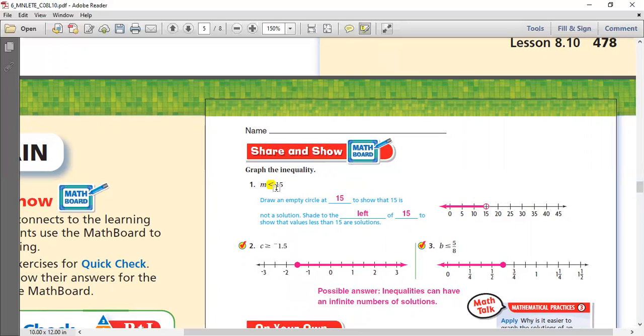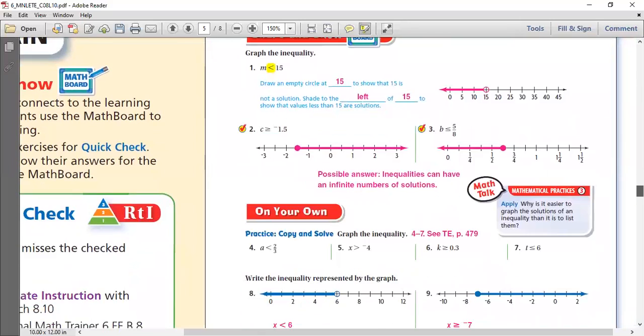And then which side is the symbol pointing to? It is pointing to the left, so which means you will draw the arrow to the left. Okay, easy, right? Let's go to question number 2.